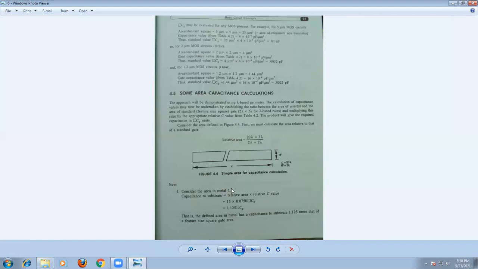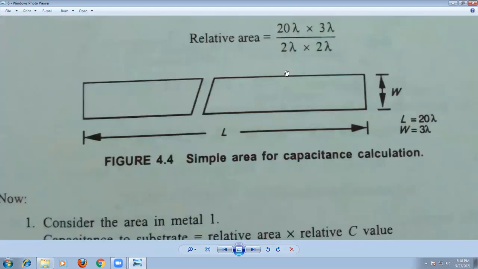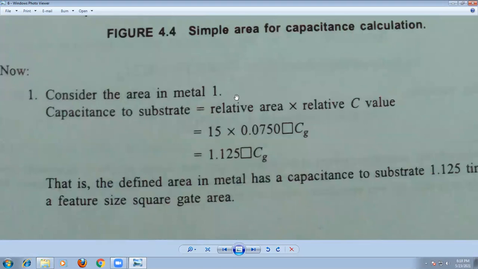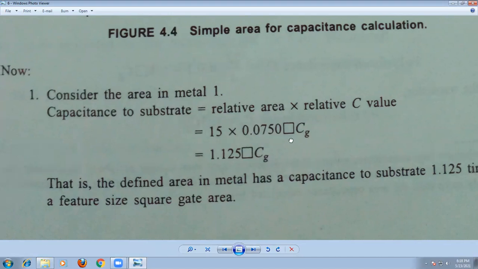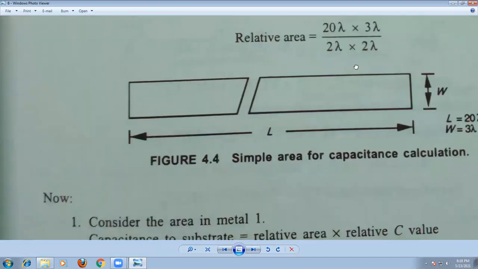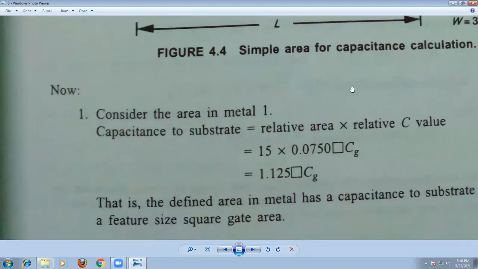Now consider that the layer is metal 1. We already calculated the relative area of this layer. It is 15, relative area, already calculated, unitless. So, metal 1 capacitance to the substrate. Since it is metal 1, you have to consider the capacitance to the substrate.